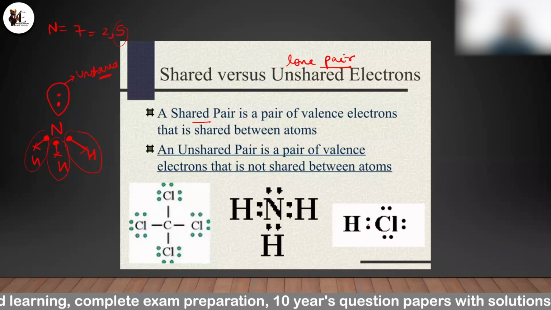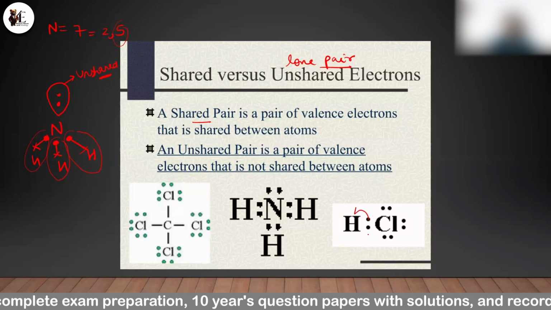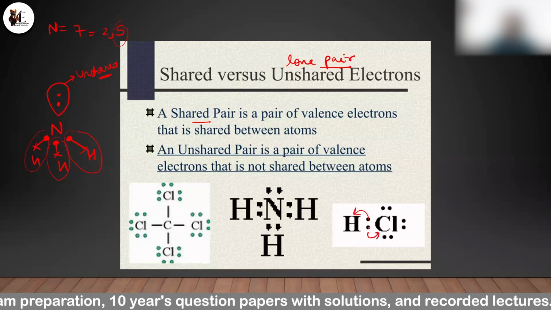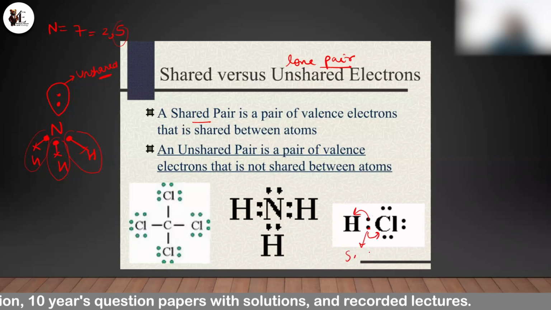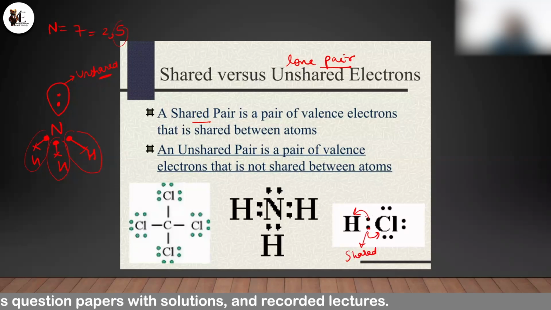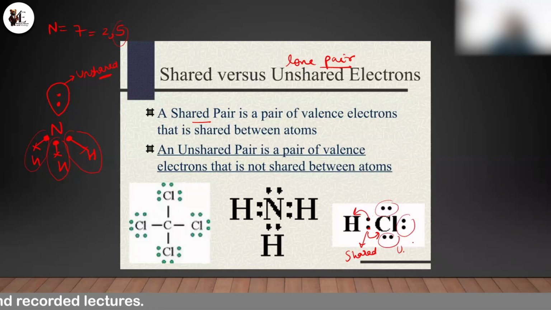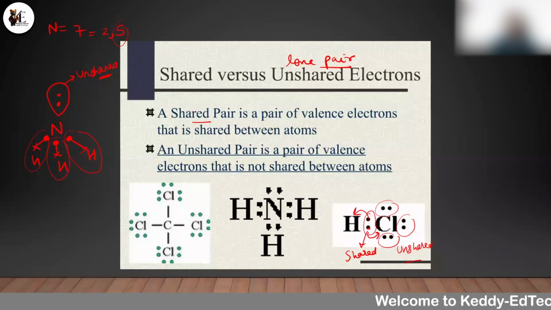For example, HCl. This is the electron of hydrogen and this is the electron of chlorine. This electron is a shared electron because it is shared with the hydrogen atom. These other chlorine electrons are unshared pairs. So this one is my shared pair and these are my unshared pairs of electrons. Unshared pairs of electrons are also known as lone pairs of electrons.